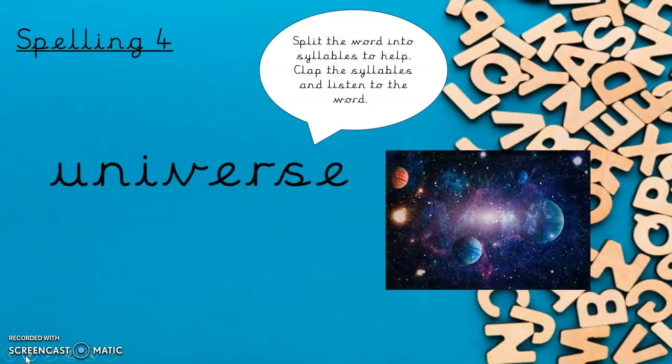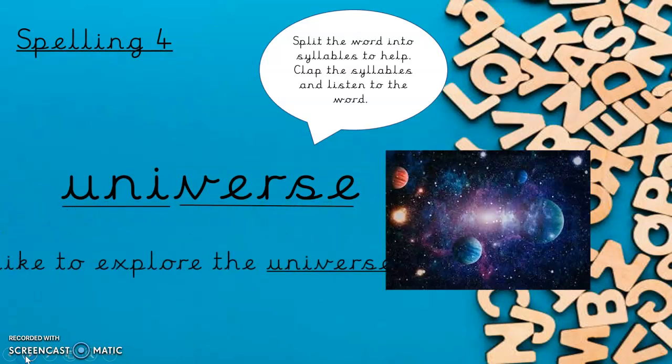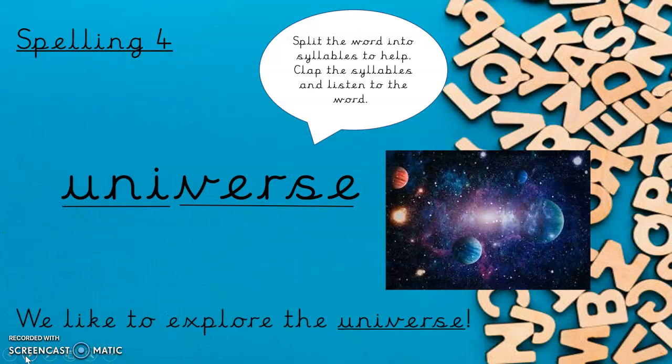Spelling four, can you read it? It says universe. Tricky one, this one. So we've got uni and verse. You can spot a word within a word here, verse. There are verses in a poem or a song. So we've got the U-N-I and verse has that E on the end. We can use our sounds, but don't forget the E. We like to explore the universe. Universe.